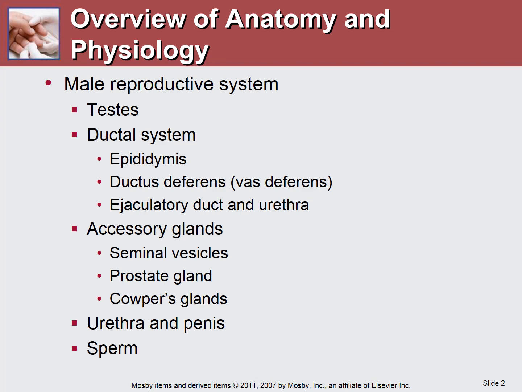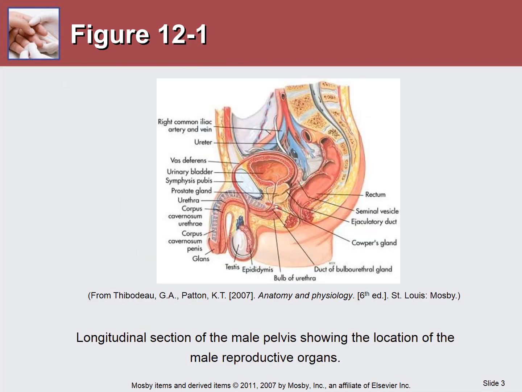And remember, the prostate gland can have cancer, and we want to make sure that we assess for BPH and definitely a PSA. The urethra and the penis, and then of course the sperm. All right, the testes should be hanging outside, to make sure that the young man or male has good fertility chances. Next slide. This is a cross-sectional view of the male pelvis showing the location of the male reproductive organs. Next slide.